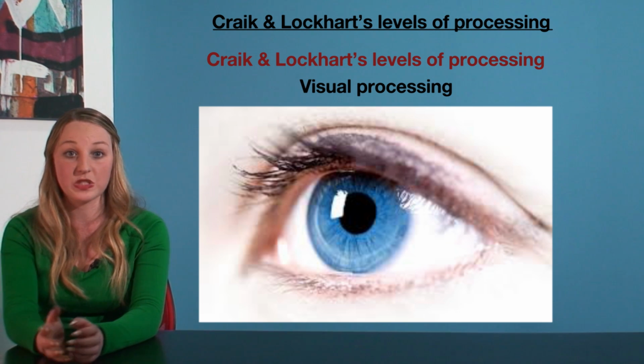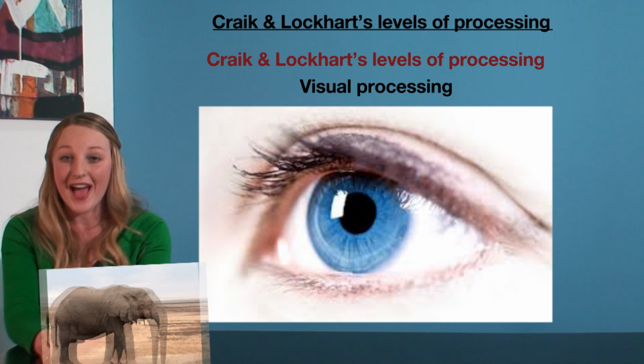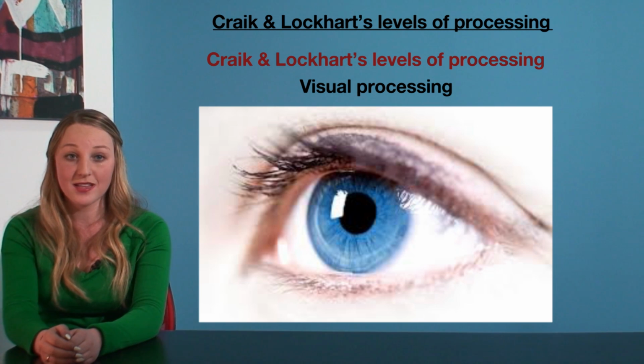Visual encoding, unsurprisingly, uses visual properties to encode new information. So if we were trying to encode the word elephant, for example, we would look at the word's colour, shape, size, and how it looks in general.